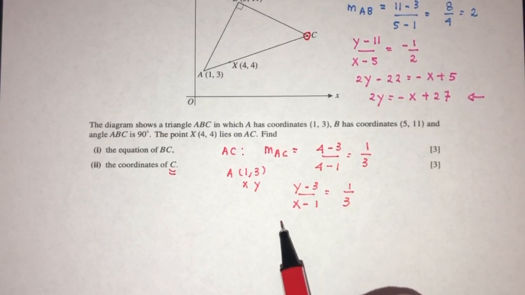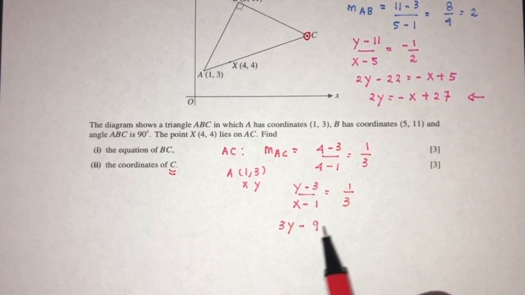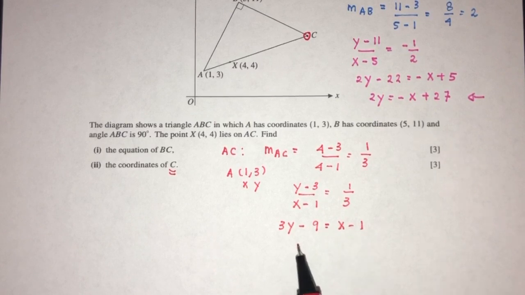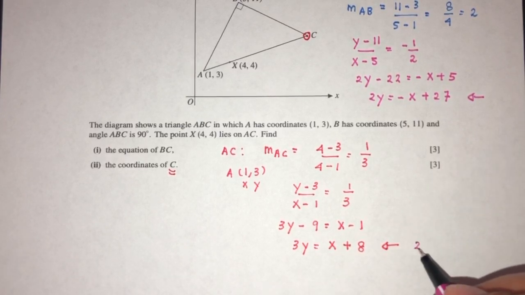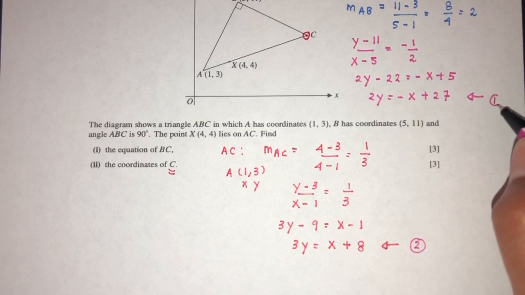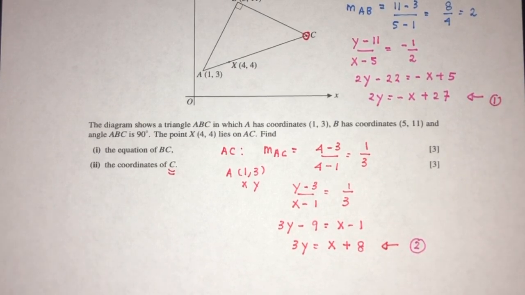Now cross multiply, you will have 3y minus 9. That should be x minus 1. So 3y should be x plus 8. That will be the equation of AC. Equation number 2. Equation number 1, we have to solve to find the point of C.